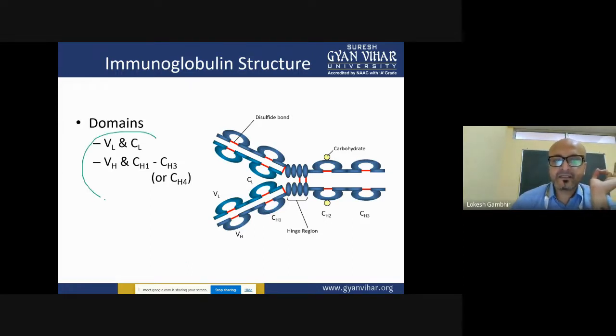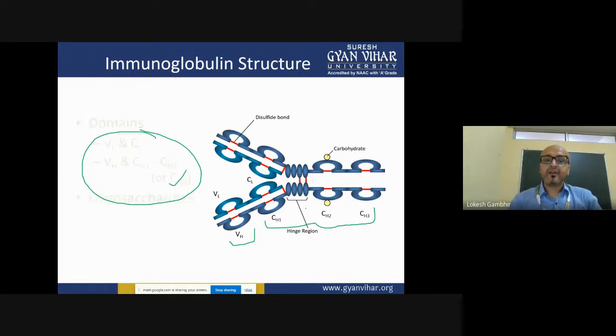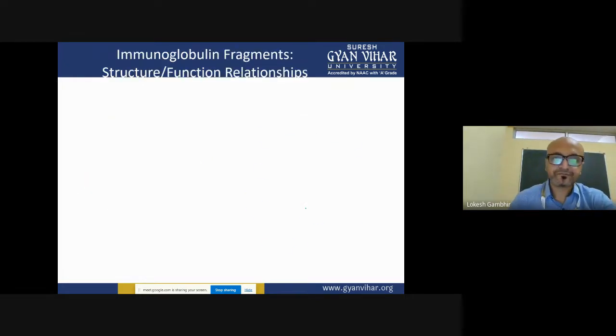These are the domains that we have discussed. We have three constant and one variable domain in the case of the heavy chain. But there are antibody types where we have also seen an additional constant region in the heavy chain, but those are specific cases, not a general case. And of course, it's a glycoprotein that we are talking about.